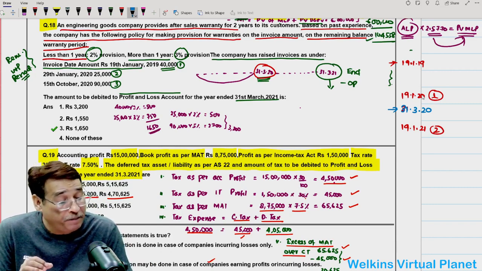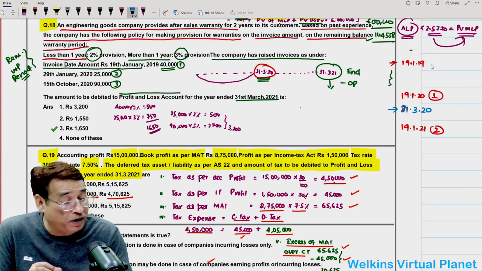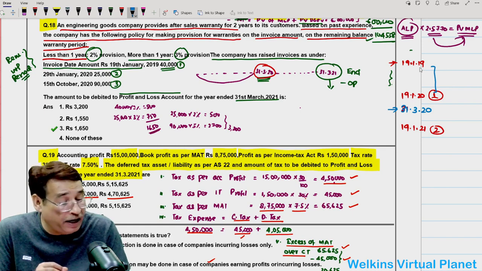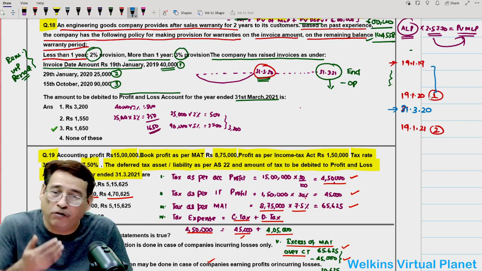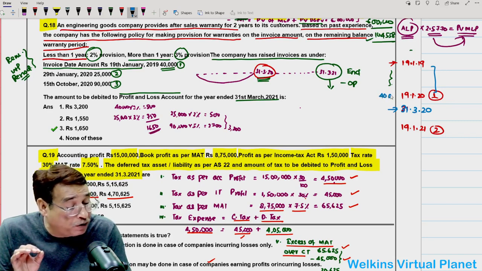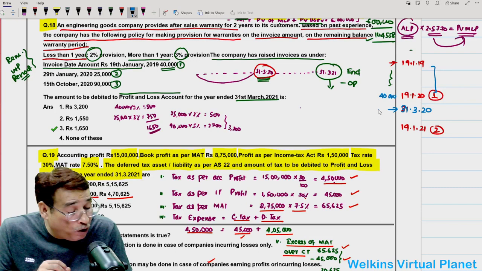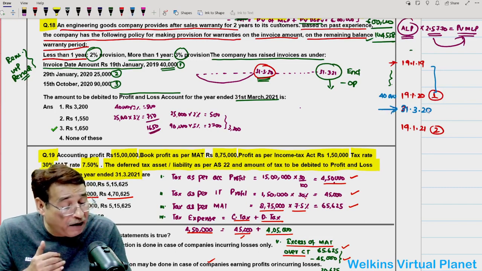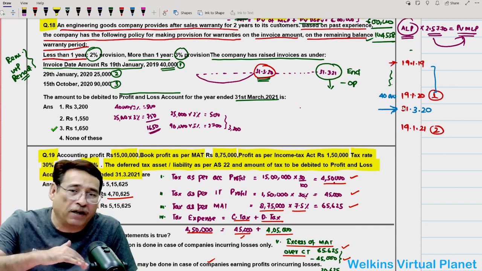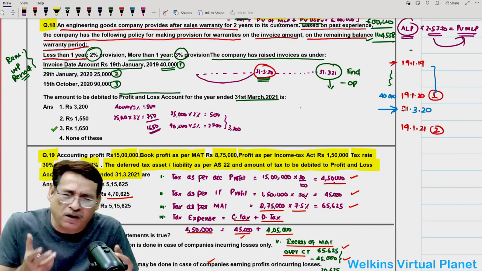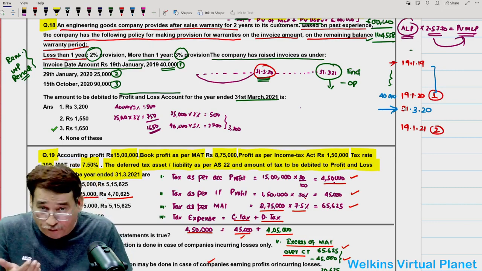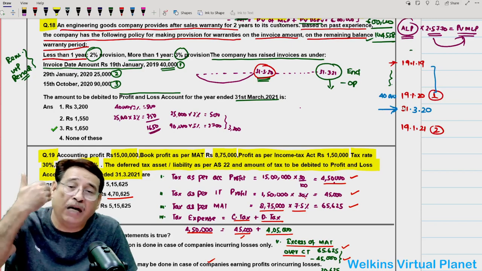Very, very important. Correct? You raised a bill on this particular date. Already 1 year has elapsed, because from 19-1-19 till 19-1-2020, 1 year period has already gone by. That means when I am going to make the provision on 40,000, I am making it on this date, but I will try to find out from this date how much period is remaining. Actually, I am concerned with whether, out of 2 years, how much time has elapsed.